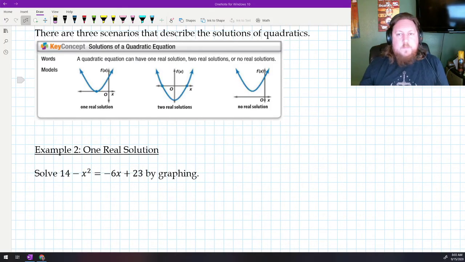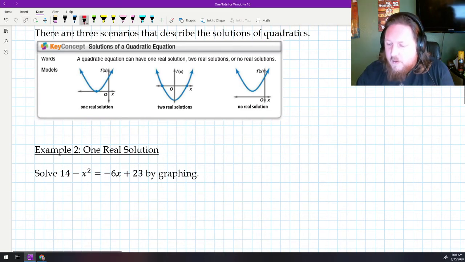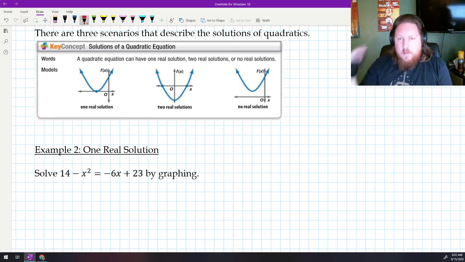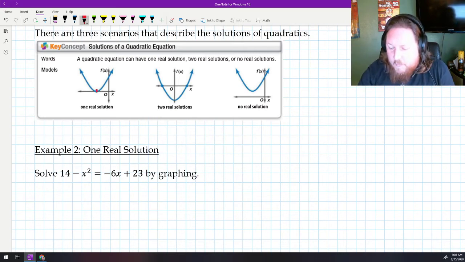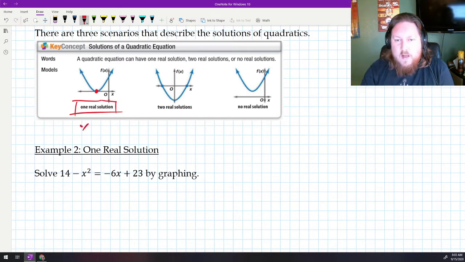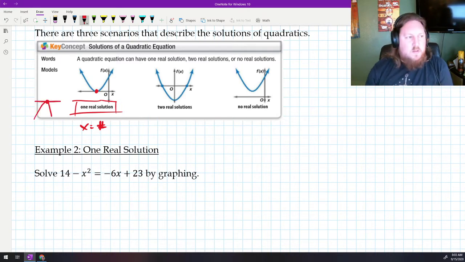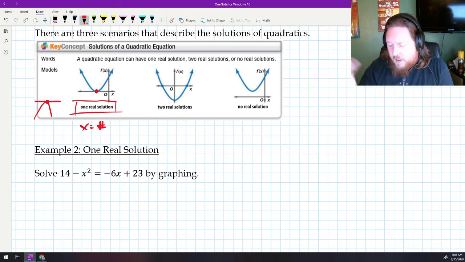All right. So there's three different scenarios when you are graphing quadratics. The quadratic may just hit the x-axis in exactly one position. That is one real solution. So you'll just have x equals a single number. It could also happen when it's a negative slope or a negative a value.